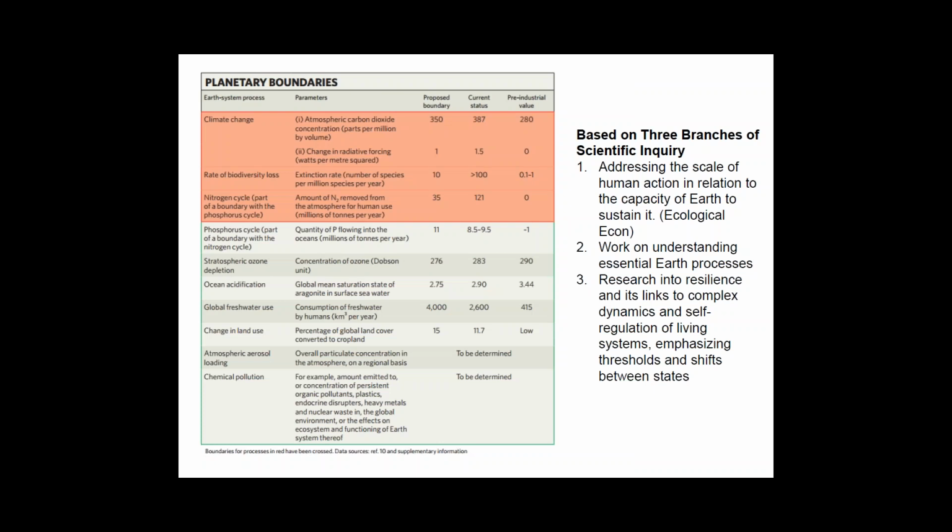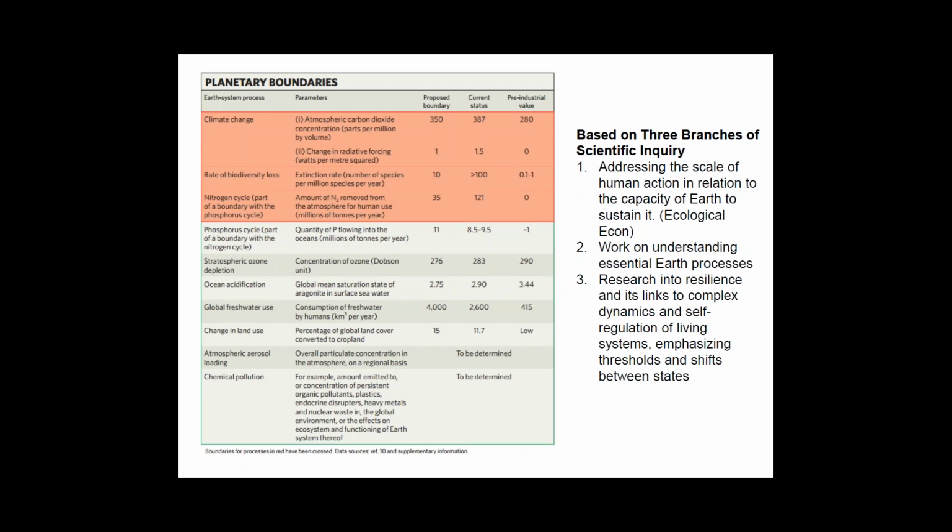There are lots of different disciplines working on this, and there are three main branches of inquiry that people working on planetary boundaries, and on this specific project, are trying to figure out. So the first is that they're trying to address the scale of human action in relation to the capacity of Earth to sustain it. So how much are humans actually contributing to these different categories versus how much is the Earth actually able to withstand? And that's one of the major things that ecological economics looks at.